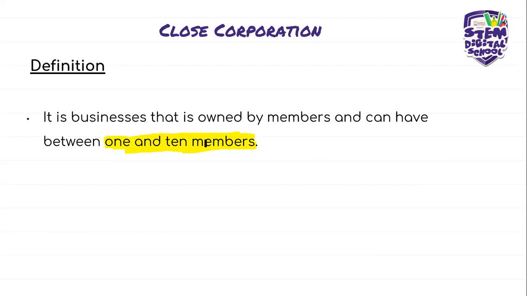Whereas a sole proprietor is only one person, a partnership is more than one person. But this close corporation is a combination of your sole proprietor and your partnership, right? In order for us to classify whether it is a close corporation or not, we need to be able to know its characteristics. We can only know that it's a close corporation, your CC, if we know its characteristics.